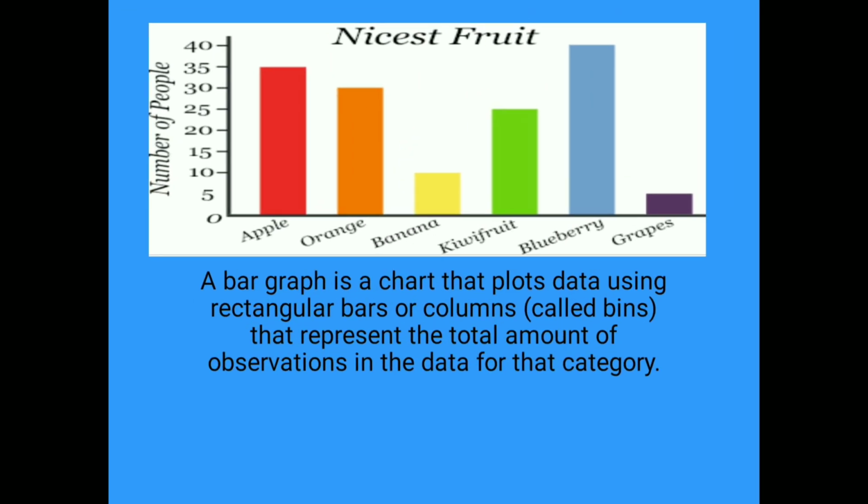Second one, we have a bar graph. You can see here in this graph they are talking about the number of people and the number of fruits of each category, like apple, orange, banana, kiwi fruit, blueberry and grapes. These things we represent through the bar graph. A bar graph is a chart that plots data using rectangular bars or columns that represent the total amount of observation in the data for that category.